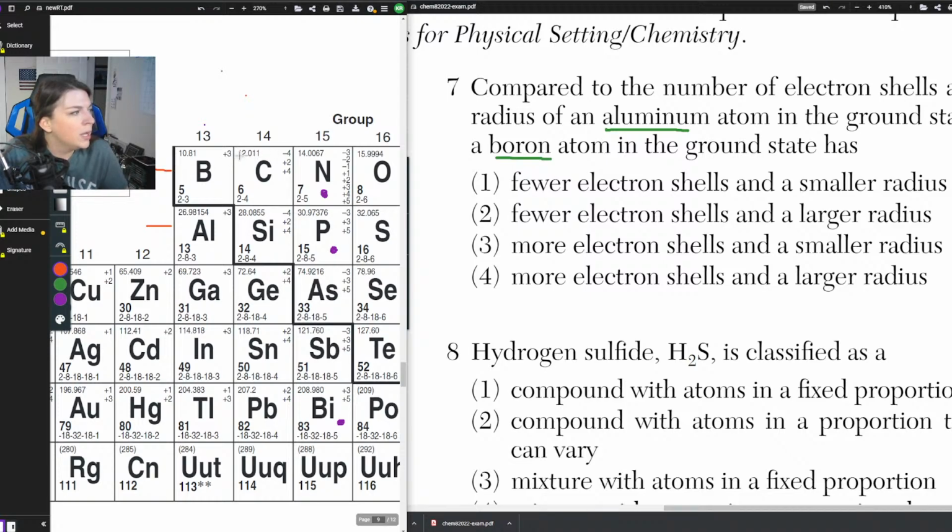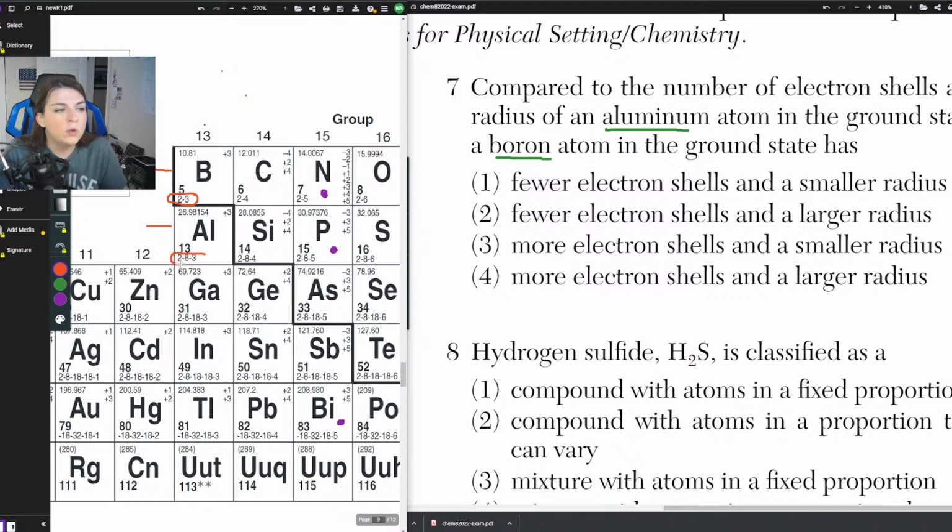Okay, so this is one of those annoying Regents things where we are looking at whether we have more or less electron shells and then how the radius compares. Boron is going to have fewer electron shells. And there's two ways to figure this out. Number one is looking at the electron configuration. For boron, we have 2 digits. We have a 2 and a 3. So that's the first level and then the second level.